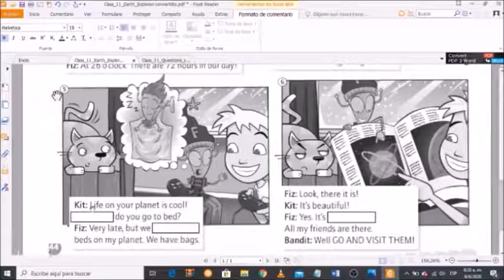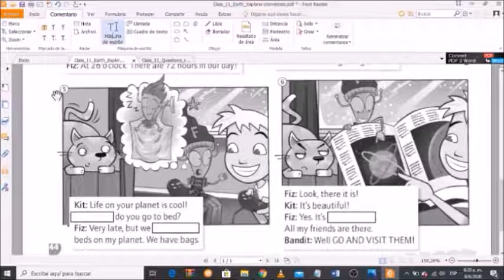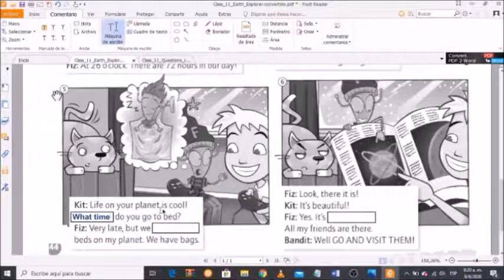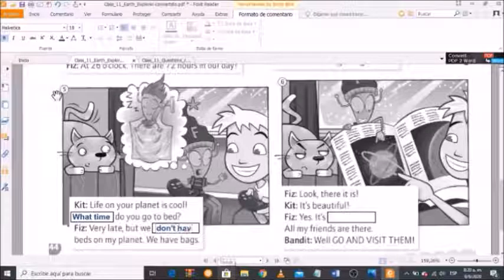Picture number five. Life on your planet is cool. And? Very good. What time do you go to bed? Very late, but we? Very good, but we don't have beds on my planet. We have bags. And look at the picture. Here it is, Fizz sleeping in a bag.